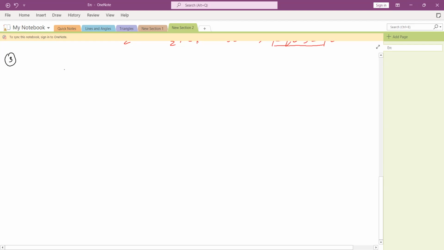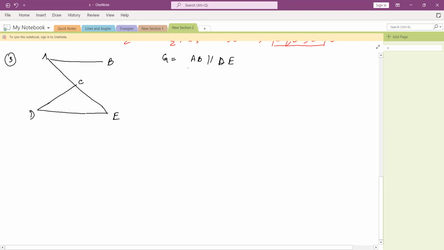So this is the figure I'm drawing here. It's like this. You have a line, then there's one line here, then you have a triangle here. Now a few things are given to you. This is A, B, this point is C, D, and E. Now what is given? First of all, write it down. It is given that AB is parallel to DE.